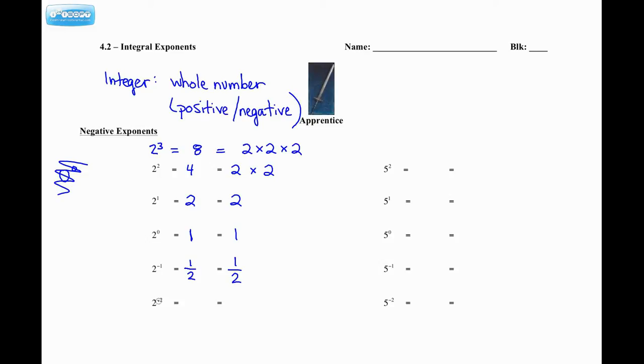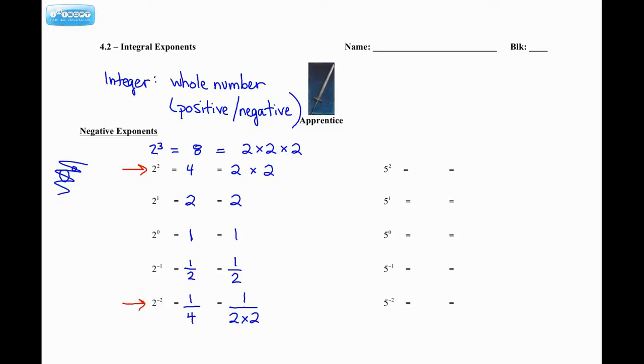So this exponent decreased by 1 more time, so therefore I just divide by 2 again, which is a quarter. But that can be written as 1 over 2 times 2. Okay? So you can compare that now, this one to this one. Okay? So 2 to the power of 2 is 2 times 2. 2 to the power of negative 2 is 1 over 2 times 2.